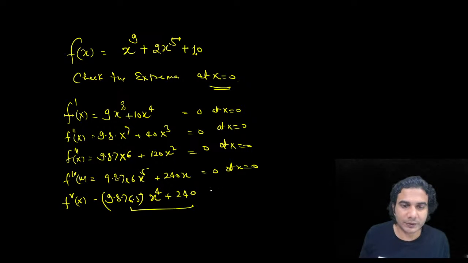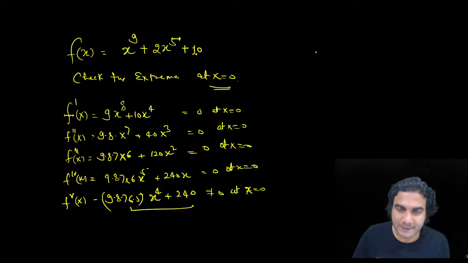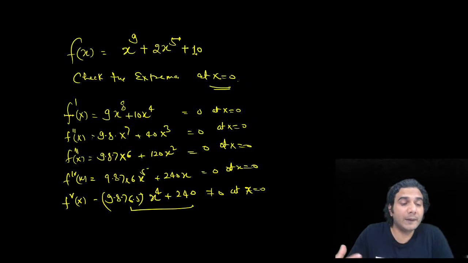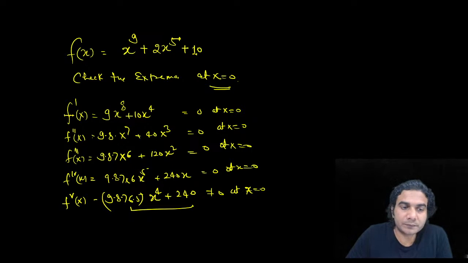Now you can see this is not 0. This is non-zero at x is equal to 0. So the fifth derivative is the first derivative which is not 0 at x is equal to 0. After that, we are not interested, but before that all the derivatives are 0: first, second, third, and fourth.